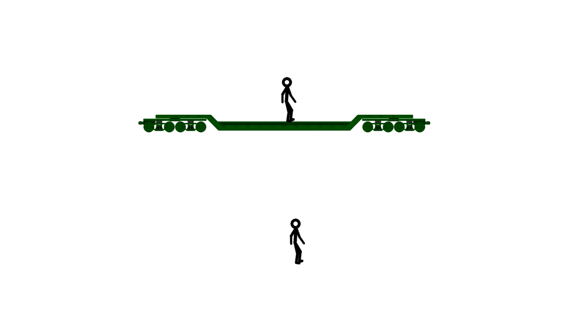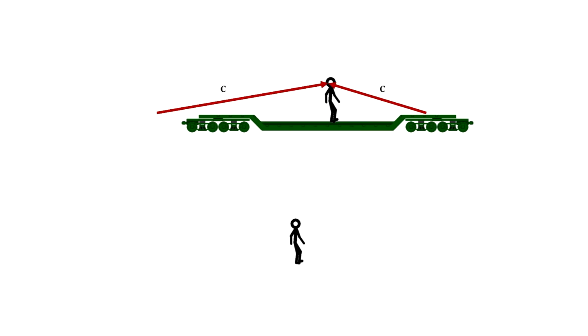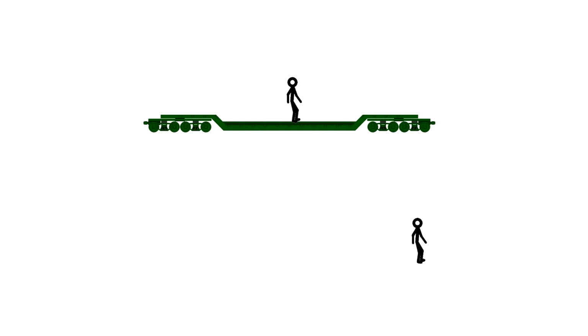The person on the ground also notes that the light from both strikes travels to the person on the train at the same speed, but because the person on the train is moving in the direction of the front lightning strike, it doesn't have as far to go, and therefore it reaches him first.